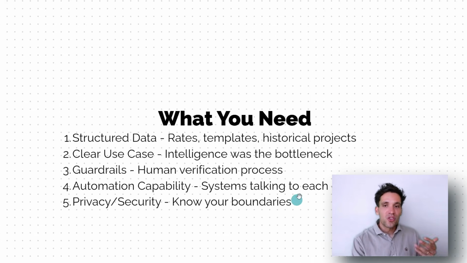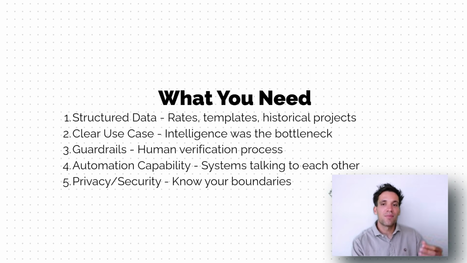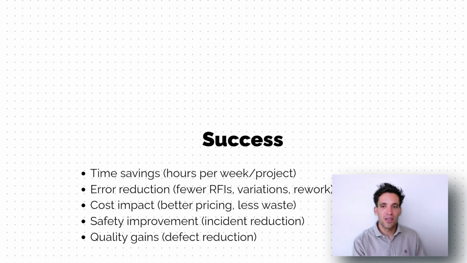Now, we know to do this effectively, you're going to need some sort of structured data and context that you can easily give to the AI, a clear use case where intelligence is the bottleneck, guardrails in place, so some human verification process, some automation capability if you're doing an automation, and to know the boundaries of it. And then again, just measure success. It should result in time saving, error reduction, safety improvements or quality gains, or a happier customer.